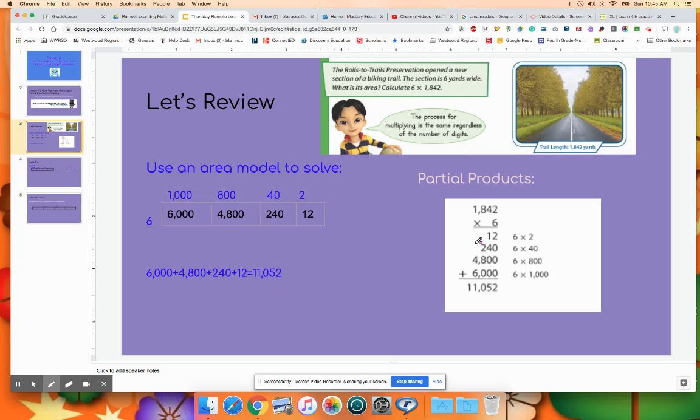So another strategy would be to use the partial products algorithm. It's the same concept. It's just sort of represented a different way. So you would set it up like you would traditionally do a multiplication problem, but now we're going to multiply by place value. So 6 times 2 is 12. 6 times 40 is 240. 6 times 800 is 4,800. 6 times 1,000 is 6,000. Notice these are the same partial products that you saw over here. And then you're adding them up to find the sum, which is 11,052. Okay? Let's look at another one.